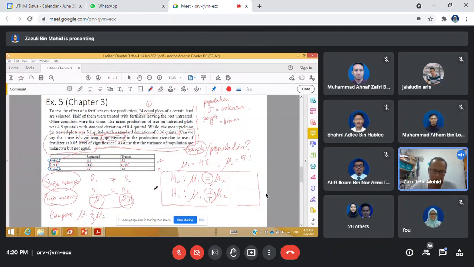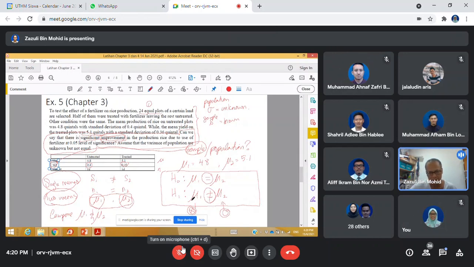Increase. Maknanya non-treated is mu1. Ni tak treated. mu2 is treated by the fertilizer. Kan? The question is significant improvement. When improved, that means there is a possibility that the treated is better than untreated, kan? Betul tak? It should be better than the untreated one.